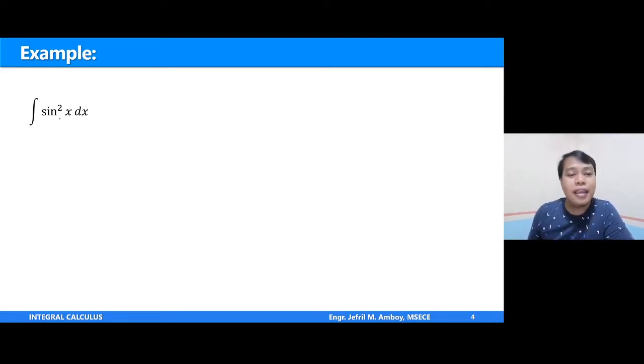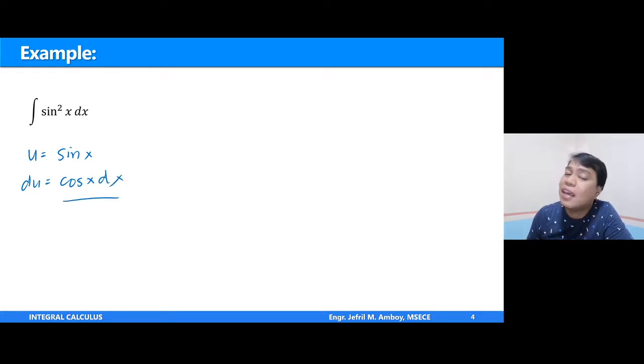Sine squared x dx. Hindi mo siya mai-integrate as it is. Bakit? Halimbawa, ginawa mong u yung sine x. So, natural, ang du niyan is cosine x dx. So, this cosine x dx is not present here. So, hindi gagana yung substitution method na yan. This will not work. Okay?